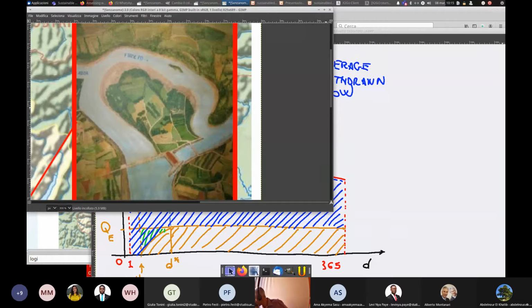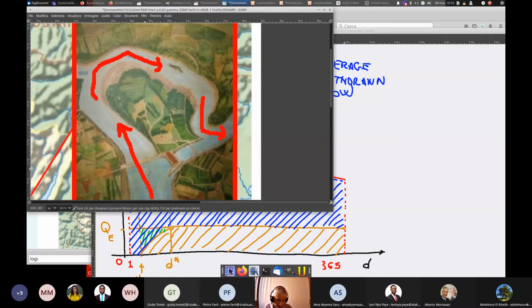It flows in this direction. It flows from here to downstream here. And then this is a meander here. And then, given that it's a meander, it goes in this way. Okay, this is the natural flow. Again, it's a meander. And the idea was to cut the meander.